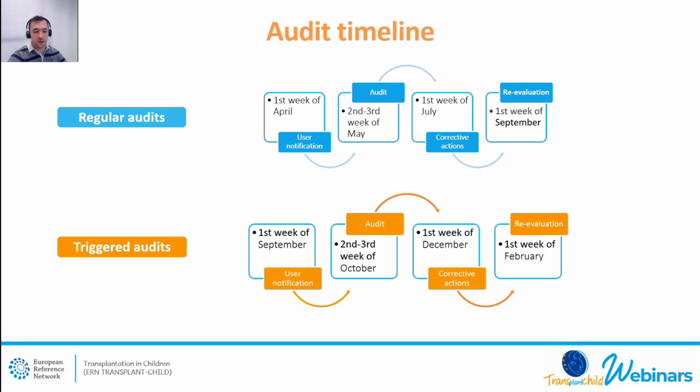Finally, regarding the timeline, both types of audit will be performed annually, with regular audits being in the second or third week of May, and the trigger audits in the second or third week of October. As I mentioned, users will be notified between 20 and 30 working days prior, and the date of the audit will be agreed upon by both parties. After the audit, the users will have 30 working days to take the corrective actions that are deemed necessary, and 2 months later, the need for a revaluation will be studied by the technical secretariat, and users will be notified whether or not there is a need for any revaluation process.